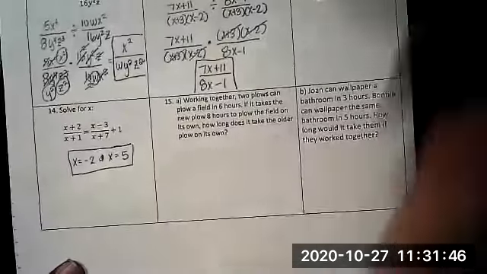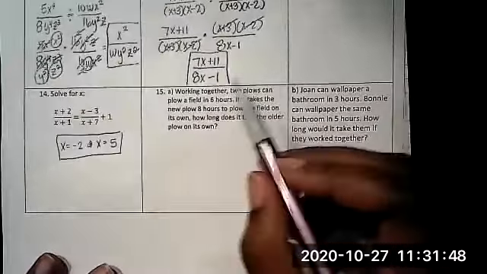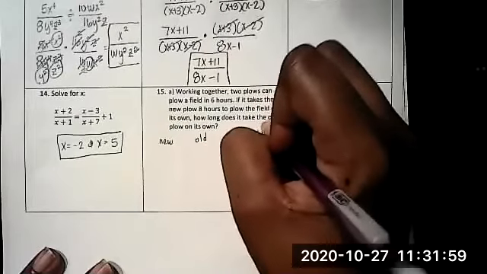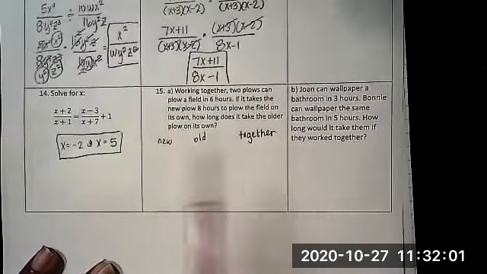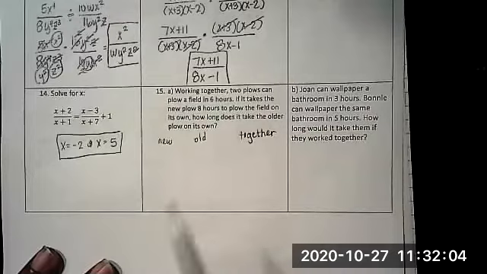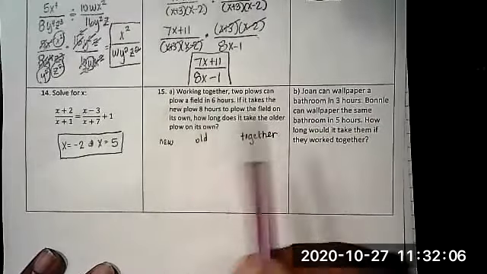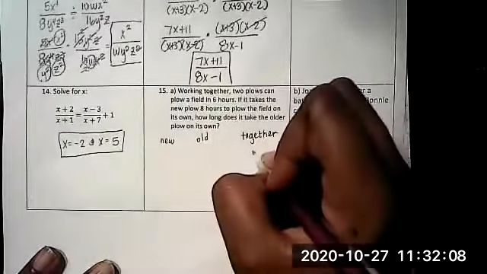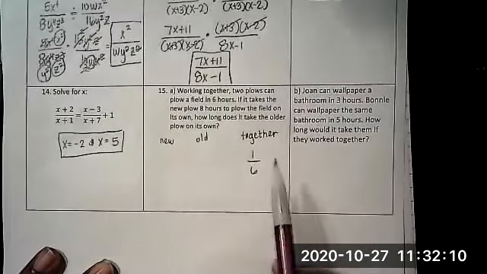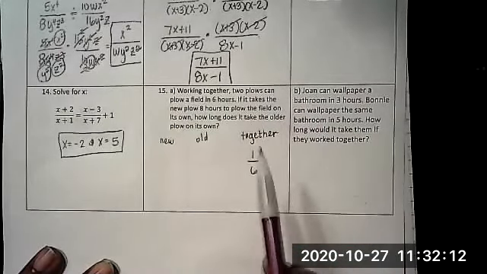Okay, so working together, 2 plows can plow a field in 5 hours. Okay, if it takes the new plow, so you have a new, probably an old, and then you're going to say together. Okay, and this is how you'll set up these problems every time. And the more we do them, the easier it'll get. So working together, it's 6 hours. So I'm going to say 1 over 6. Okay, you're always going to put 1 over that number. Okay, equal. So this is how the setup is.